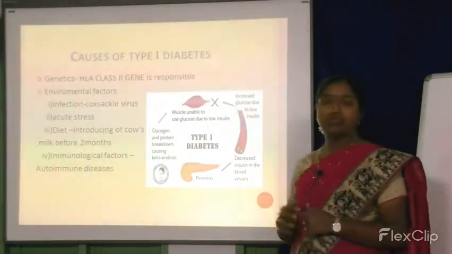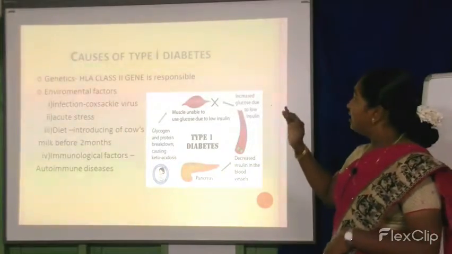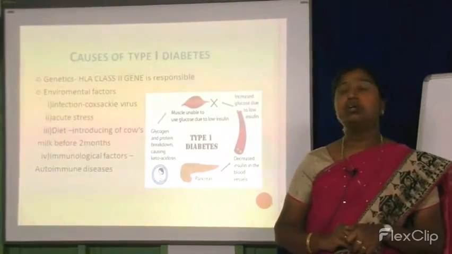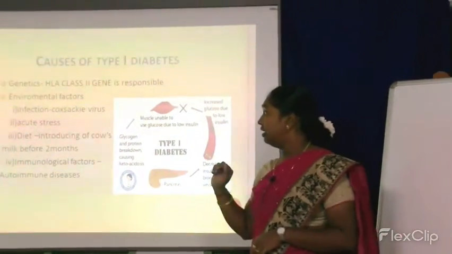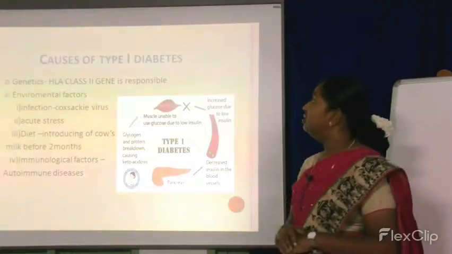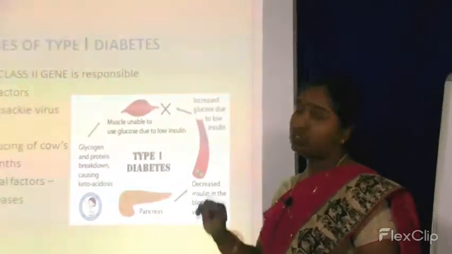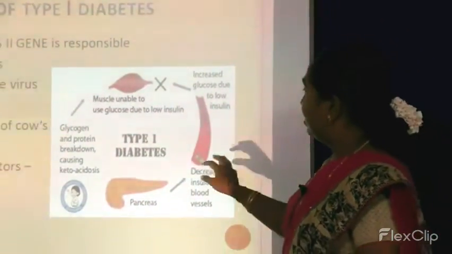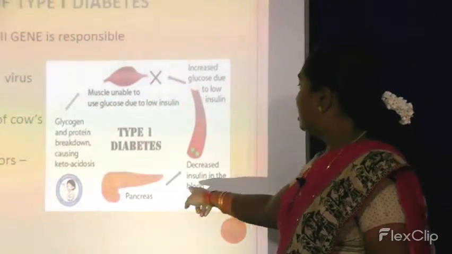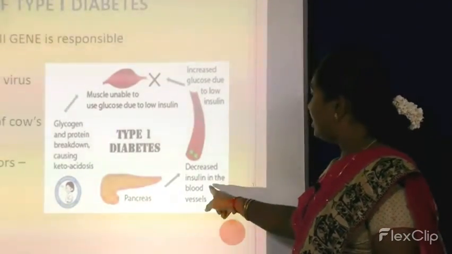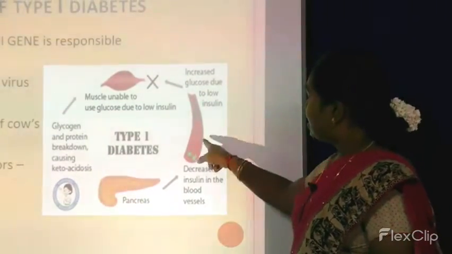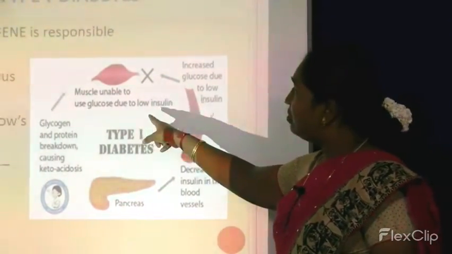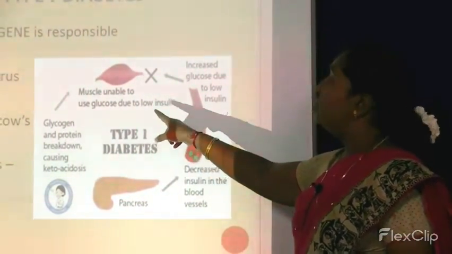Next, these are the causes of diabetes. First, the causes of type 1 diabetes. There are two major factors that contribute: the first is genetic and the second is environmental. The genetic factor is the HLA class 2 gene, which is responsible for type 1 diabetes. You can see in this picture, the pancreas is unable to produce insulin, that is, decreased insulin production. This causes increased glucose level in the blood vessel due to low insulin. The muscle is unable to use the glucose due to low insulin.